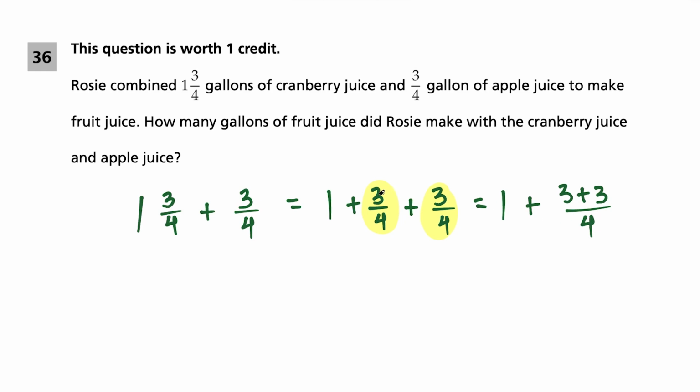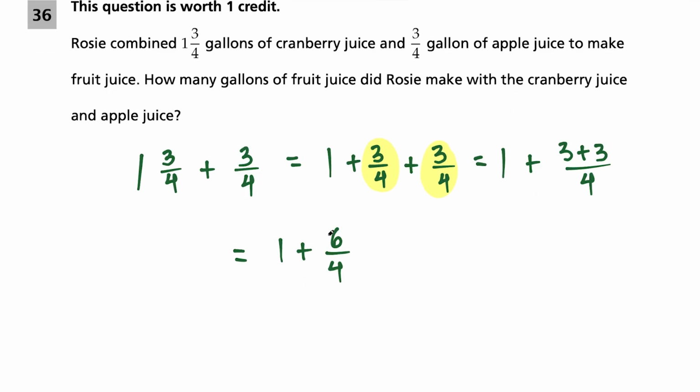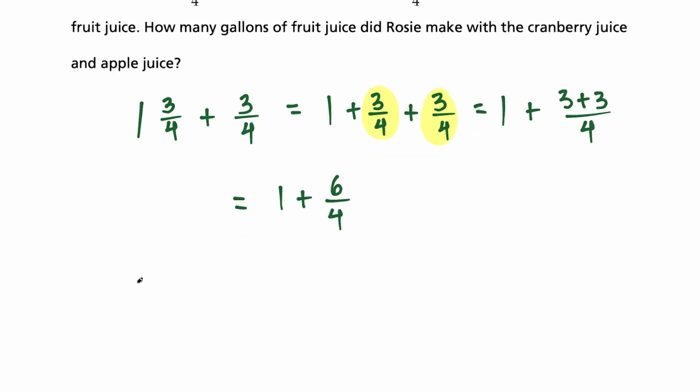I'm once again adding the numerator of the first fraction and the numerator of the second fraction, and we keep the denominator the same. So this simplifies to 1 plus 6 over 4. For this one, I want to express 6 over 4 as a mixed number, so I'm going to do the long division on the side. I'm going to have 6 divided by 4.